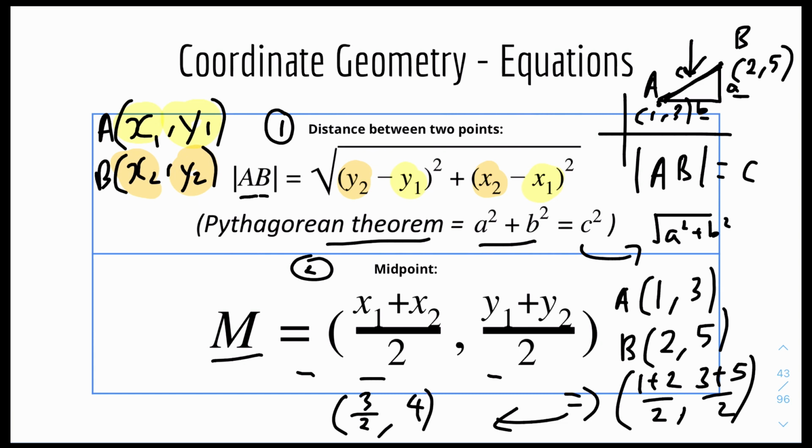So this right here would be the midpoint of A and B, because you're finding the average between x1 and x2 and between y1 and y2, to find the midpoint of the whole thing, the whole coordinates.